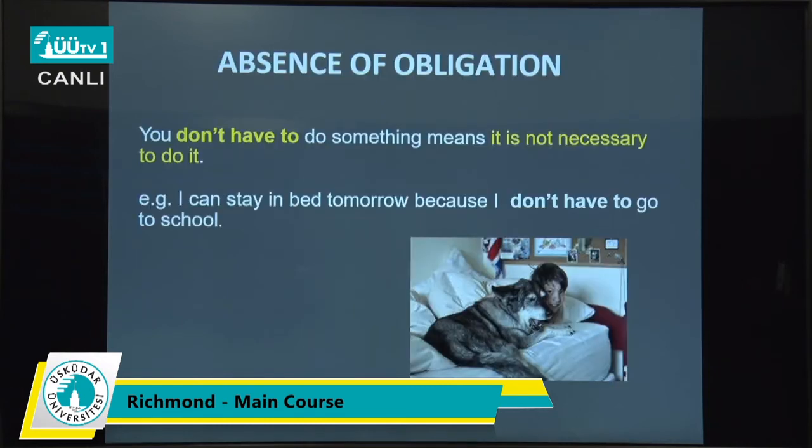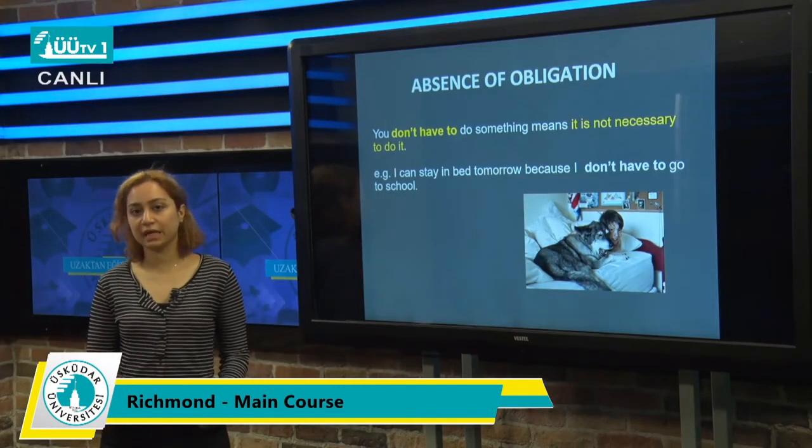Now, let's talk about absence of obligation. With absence of obligation, we need to use don't have to. Don't have to do something means it is not necessary to do it. There is no obligation, there is no necessity. For example, I can stay in bed tomorrow because I don't have to go to school. If tomorrow is Sunday, it means you don't have to go to school because it's not necessary.